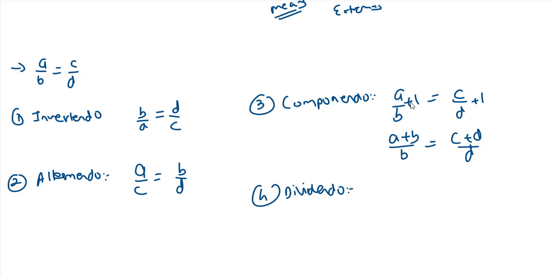In place of addition, we'll subtract 1 from both the sides. So we'll have A by B minus 1, it will be equal to C by D minus 1. So we'll have (A minus B) upon B will be equal to (C minus D) upon D.